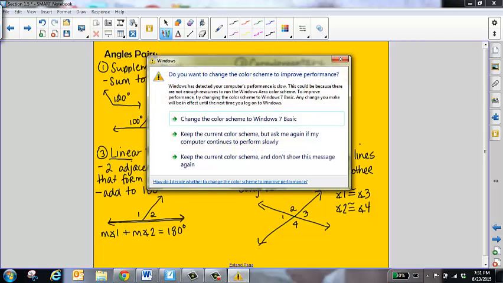Measure of angle 1, I don't know what this is that keeps popping up, you guys, I'm sorry.